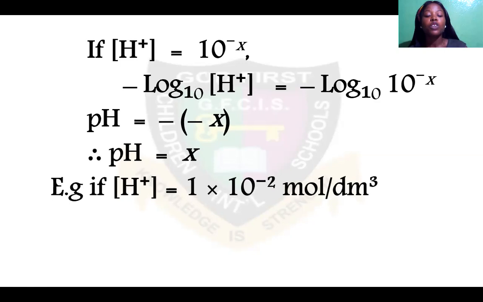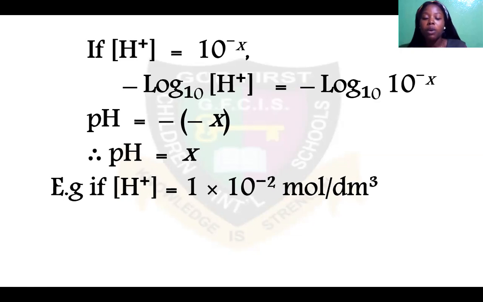Now moving on, let's use a specific example. If you have the hydrogen ion concentration of a solution to be 1 times 10 raised to power minus 2, do you notice I have mole per dm cube here. Mole per dm cube is the unit for concentration. That's the SI unit for concentration.